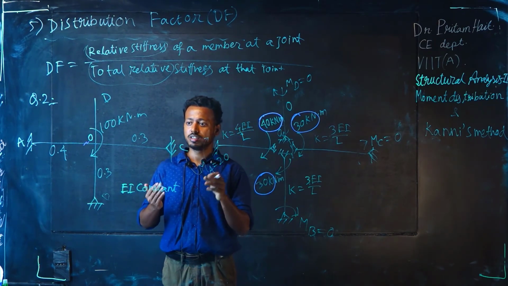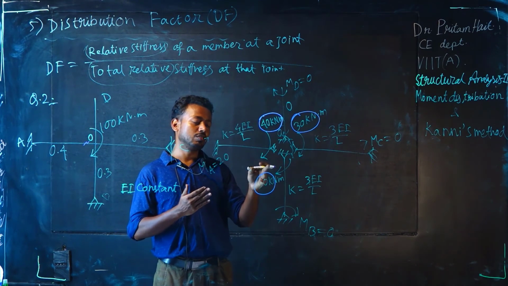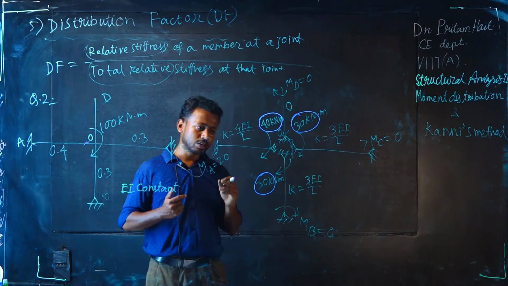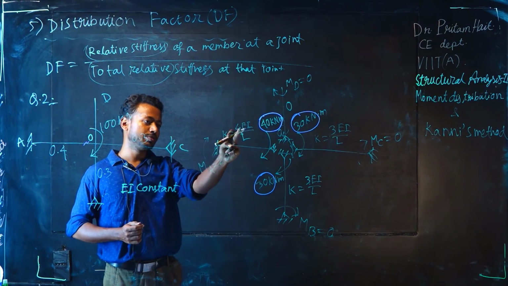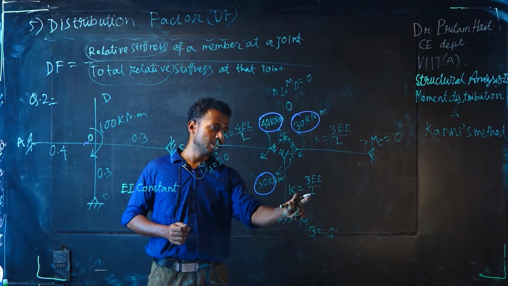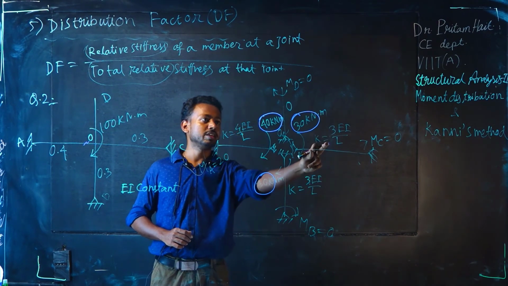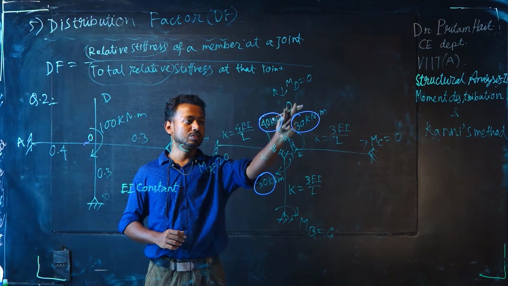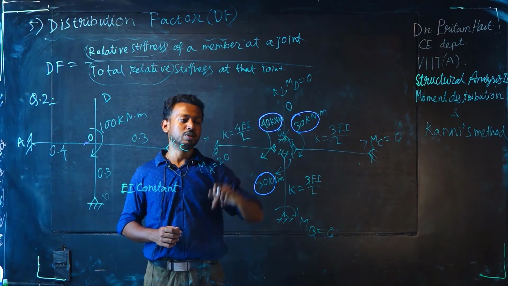In this way it will be distributed to the individual member. So distribution factor is very important in our particular problem. So what is the stiffness of this member? As the far end is fixed, the stiffness will be 4EI by L. Far end is hinge, so the stiffness will be 3EI by L. And here also hinge support, 3EI by L. And this is a free end, so the stiffness will be 0, and no moment will be transferred to this beam.